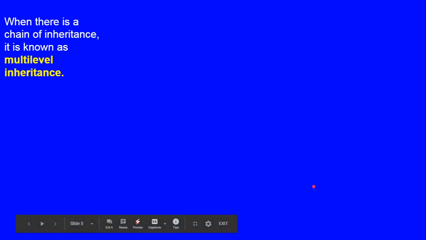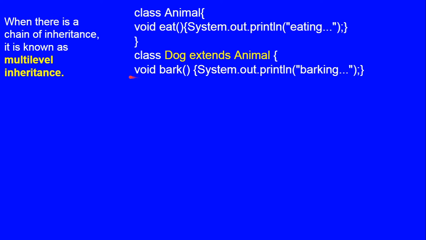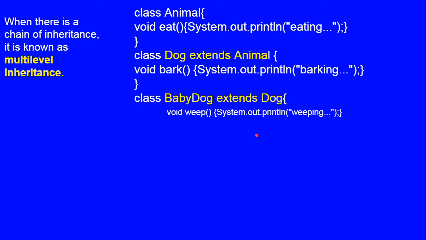Okay, now let us see the example of multi-level inheritance. When there is a chain of inheritance, it is known as multi-level inheritance. Let us see with the same example how it is extended. So class animal, with void eat, system.out.println eating. Next, class dog extends animal. As we did in the previous example, we are extending the animal class to the dog class, and the dog has bark as the function. Now we are having one more class called baby dog extends dog, just to give the example of multi-level inheritance. So void weep is the function which just has the message system.out.println weeping. Now we are closing the baby dog class.